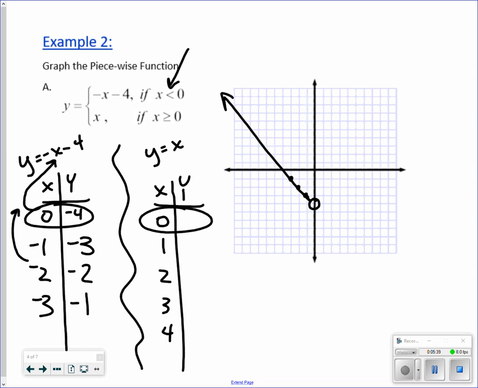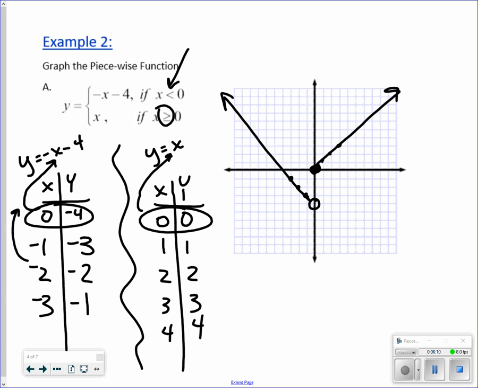Next one. I started off with 0. I'm going to plug 0 in for x. So I'm going to put 0 in for this x, and I'm going to get 0. 1, 2, 3, 4. So 0, 0 is a closed circle. The reason why this one's a closed circle is because there's an equal to line in the domain. And then I graph the other points, and that is the piecewise function. So it's two separate, it's a piece of two different functions.